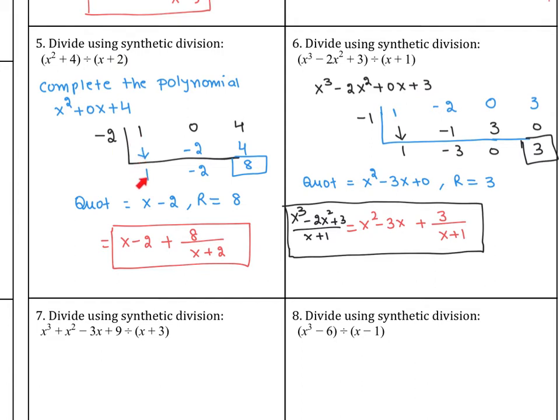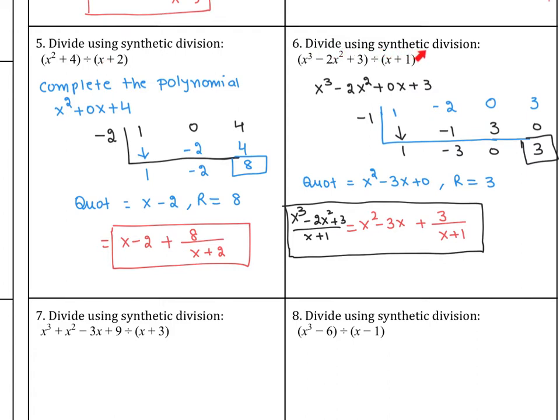Bring down the 1 as it is. 1 times -2 is -2. 0 plus -2 is -2. -2 times -2 is +4. And when you add them, you get 8 as your remainder. Your quotient is going to be x minus 2. Remember, the quotient starts from 1 degree less than 2, so that's x minus 2. Quotient plus remainder over divisor. So that's what you're going to get when you divide this polynomial by that.